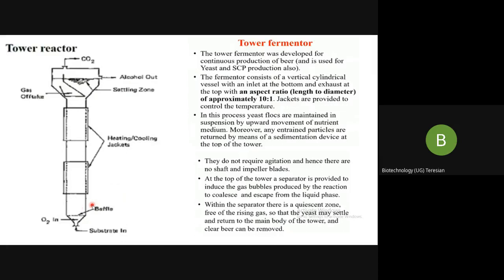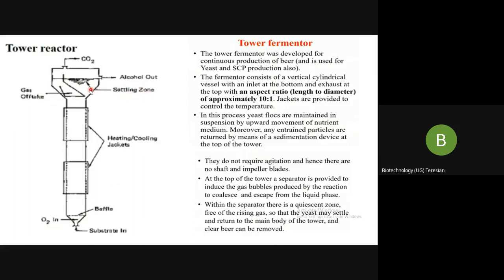Since these have a large dimension and a higher height, there is a high hydrostatic pressure at the bottom of the fermenter, which will increase the solubility of the oxygen which is being pumped in at the bottom of the fermenter. See here, this is the oxygen inlet, and here this is the alcohol outlet. Whatever alcohol is produced comes out of here. And you have a settling zone.